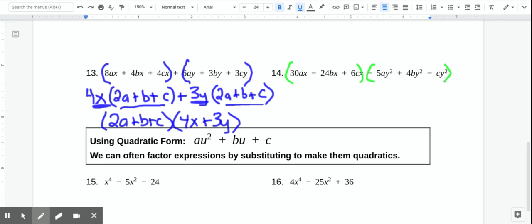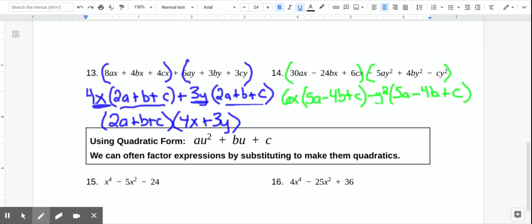Out of the first group, I can factor out a 6 and an x, and that leaves me with 5a minus 4b plus c. In the next group, it looks like I can factor out a y squared, maybe a negative y squared. If I factor out a negative y squared, that's going to leave me with positive 5a, negative 4b, and a positive c.